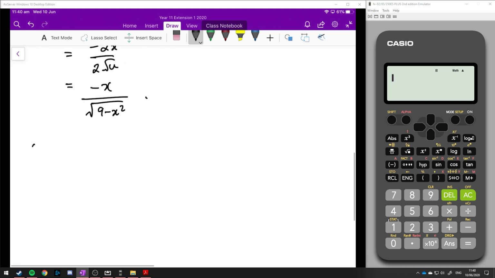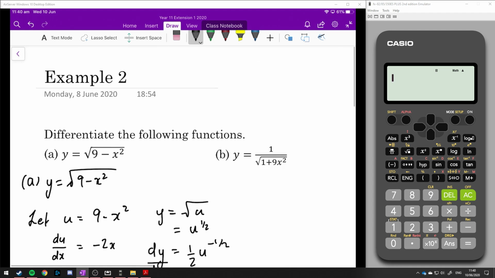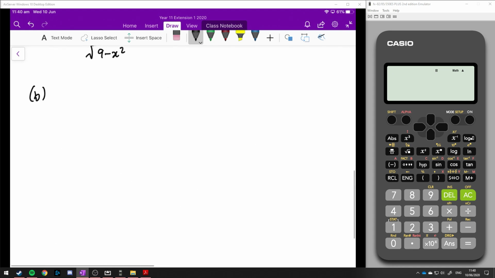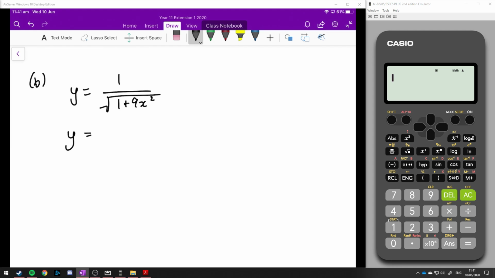And now I'm going to put B underneath it, but I'm going to quickly scroll back up and see what it says. And it says 1 over the square root of 1 plus 9x squared. So much trickier, this one. Oh, sorry, no, that wasn't what it was. It was 1 plus 9x squared.